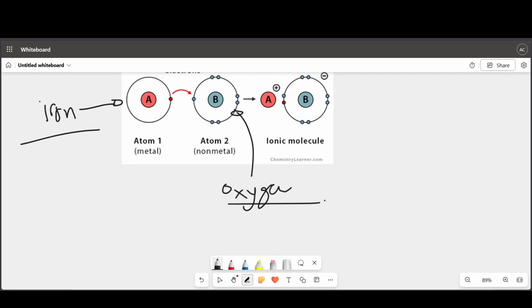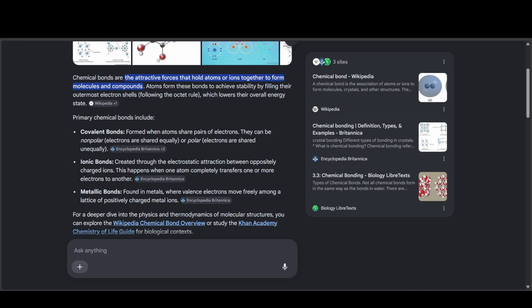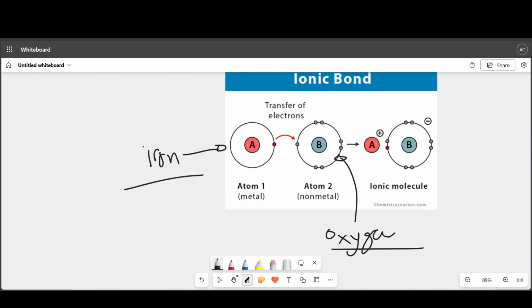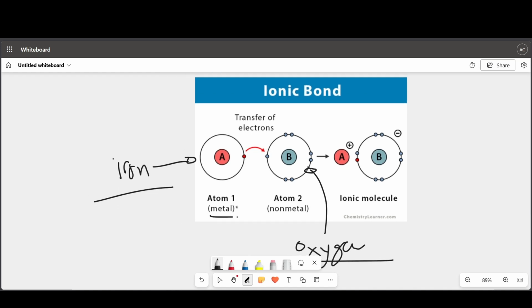So what happens here? In order to make an ionic bond, we have to have one metal atom, which in this case will be iron. Let's say that the neutron of the iron element, the atom, is transferred inside the non-metal atom. That is when ionic molecules are born.